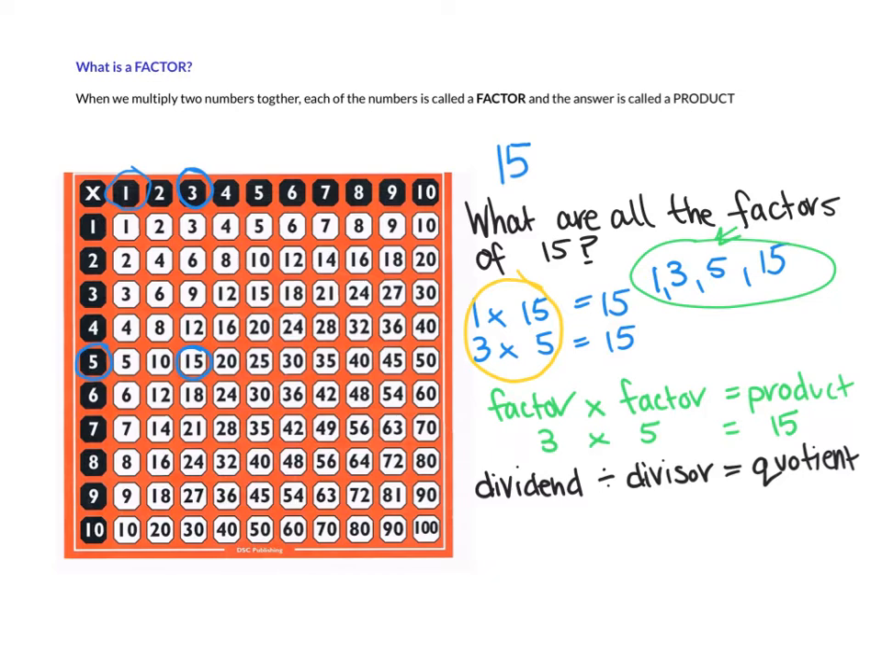It is also very important for you to know the terminology. So a dividend, for example, 15, is divided by the divisor, 3, and equals a quotient, which would be 5.